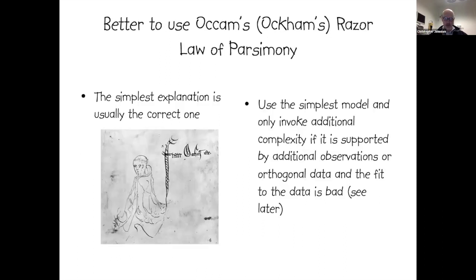So in all cases, it's best to use Occam's Razor, which is also known as the law of parsimony. And this can be simply stated as the simplest explanation is usually the correct one. So what we would urge you to do is to consider first the simplest model that you can that describes your data, and you would only invoke additional complexity if that's supported by other observations or perhaps some orthogonal data, and also that the fit of your simple model to the data is not particularly good. And I'll show you how to judge that later.